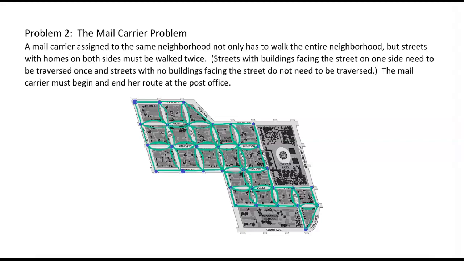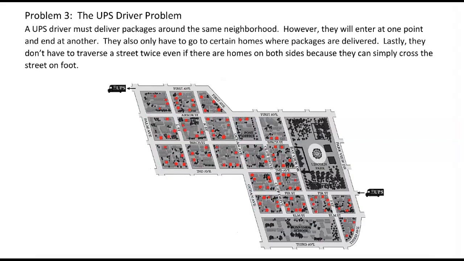Let's go on to the UPS driver problem. On the UPS driver problem, if you look closely, there's tiny little X's on each house that needs a package delivered. Since those can be very difficult to see, I've marked each of them here with a red dot. Let's think about where the UPS driver needs to go and does not need to go. They only need to traverse each street one time, and only the streets where there's a home that needs a package delivered. Let's start by marking our vertices that are on street corners near each home that needs a package delivered.